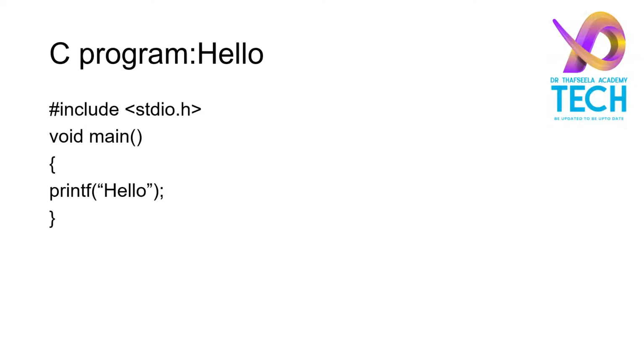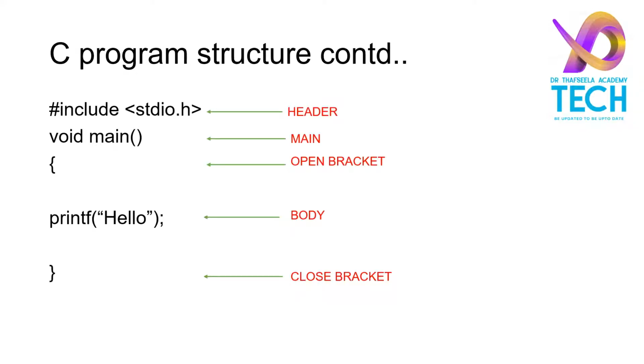We have our earlier program where we printed hello. Now in here, this was our header followed by main, and we had the open bracket and the close bracket. Now here inside the body, we printed hello.